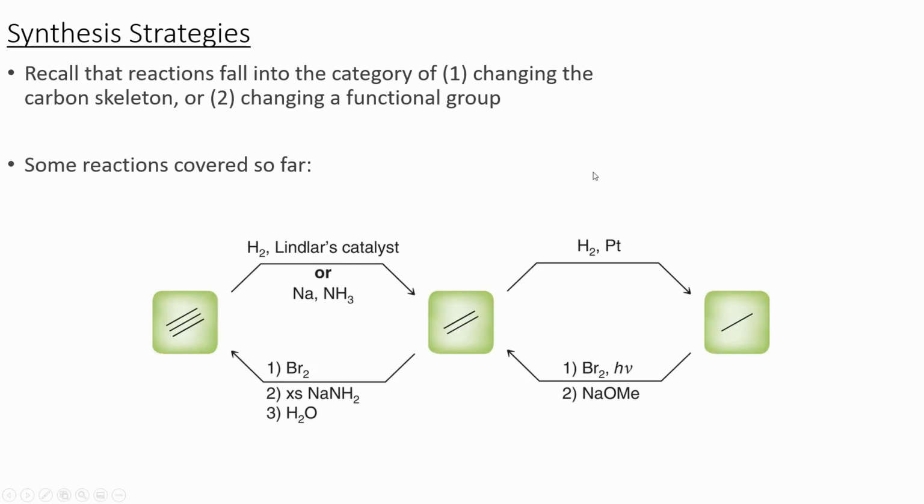So to cap off our alcohol chapter, we're going to think a little bit about synthesis and synthesis strategies. Remember the two main categories we want to look at are changing the carbon skeleton. We've learned a new method for adding carbons, right, using the Grignard reagent, our new source of carbon nucleophile.